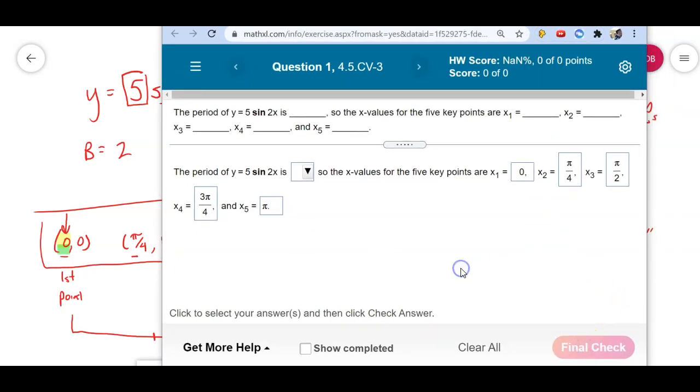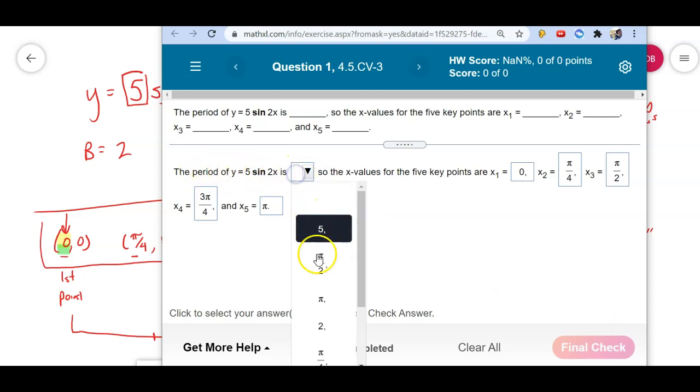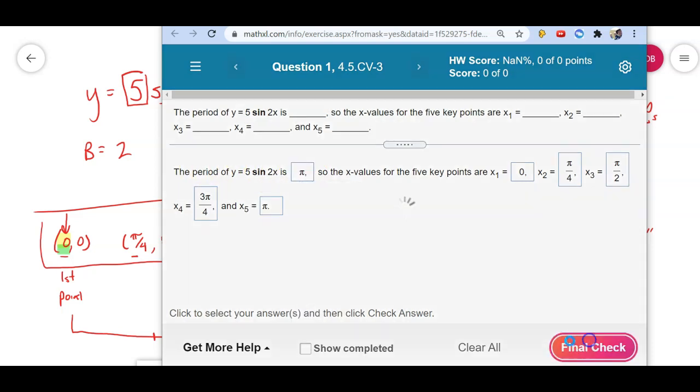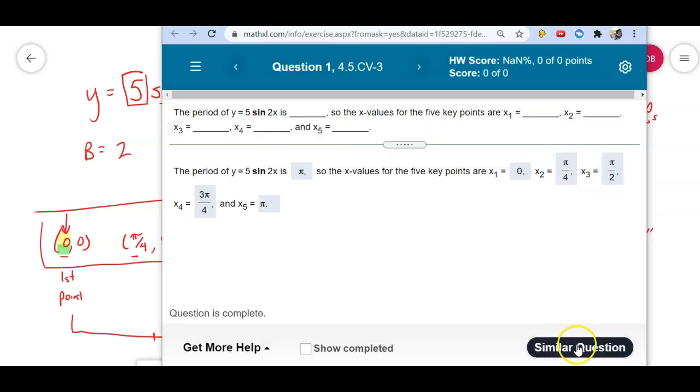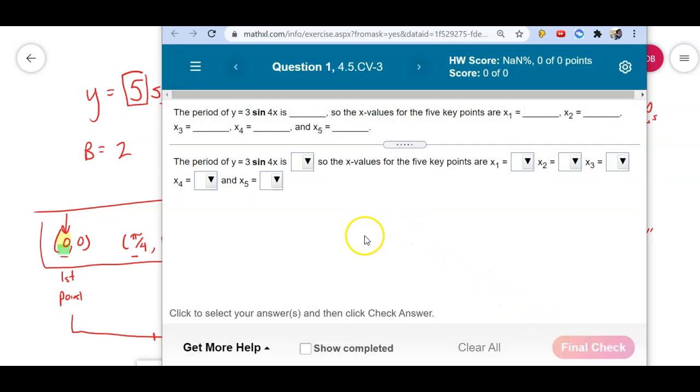And for whatever reason, it's not letting me check on. Oh, sorry, I accidentally put one right there. The period of this is pi. So those are the points that we're after. Let's do a similar question just to make sure we have it. This is now 3 sine 4x.